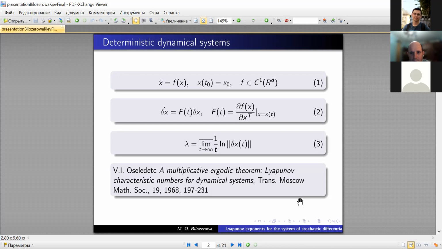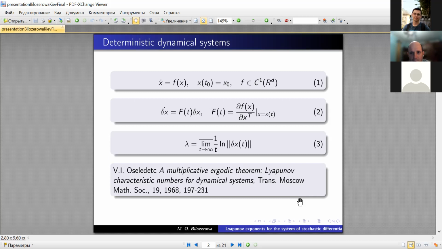Consider the dynamical system 1, defined in an n-dimensional space where f is a continuously differentiable vector function. Then the time evolution of the tangent vector delta x at x from t is represented by the linearizing equation 2, and here F big is the Jacobian matrix of f with respect to the trajectory under consideration. And the spectrum of Lyapunov exponents is given by formula 3.